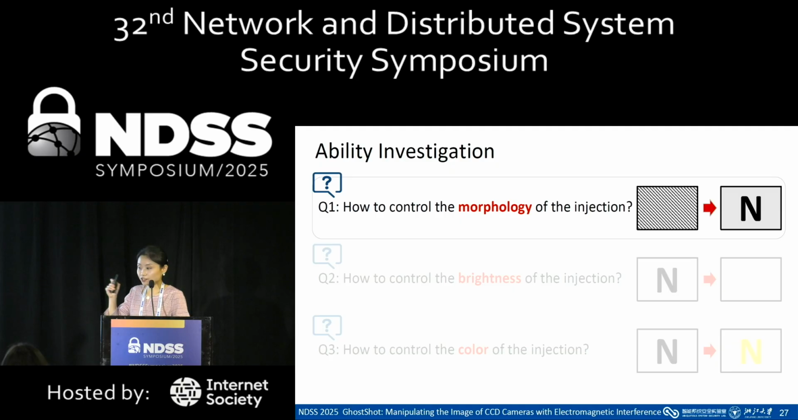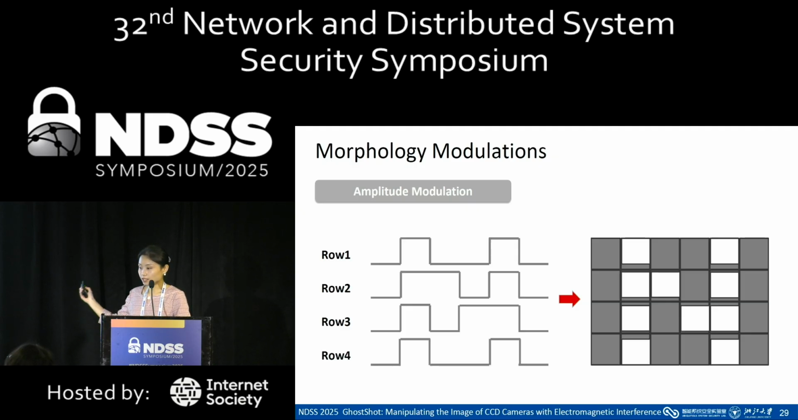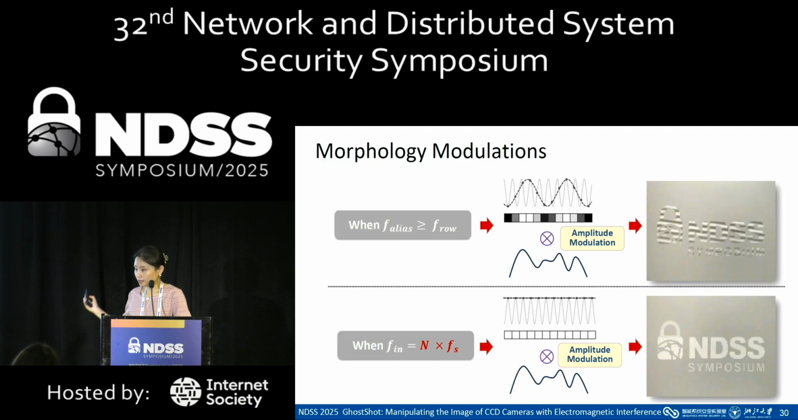After that reasoning, let's look at how to control the morphology, the brightness, and the color of the injected images by manipulating our EMI signals. For morphology, we use amplitude modulation. We modulate the amplitude of different rows, and in combination, they generate different morphologies. And we can also alter the carrier frequency in order to make the patterns clearer.